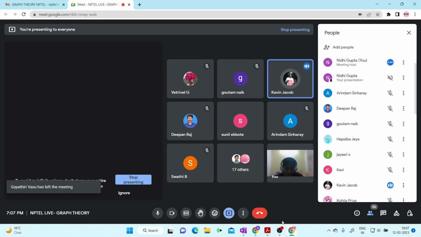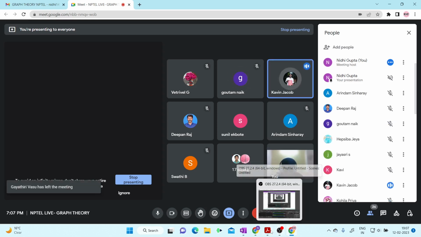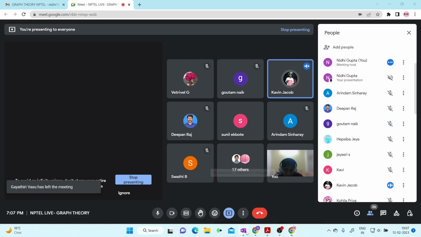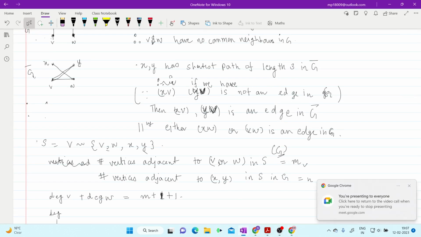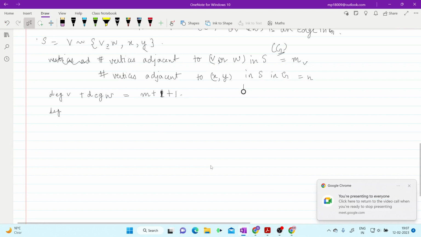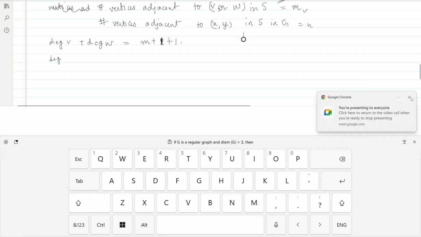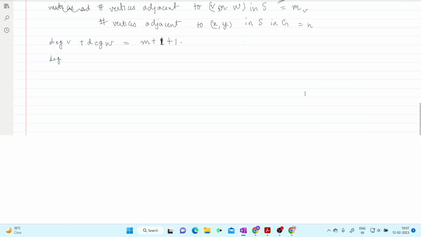Ma'am, I have a small doubt in finding the diameter of cycles. If the cycle is odd, what is the actual thing? The diameter of Cn when n is odd, right? Yes, ma'am. So suppose we have five vertices.